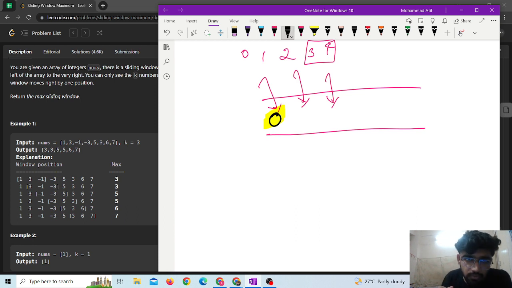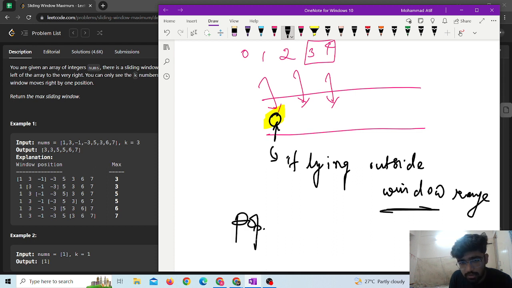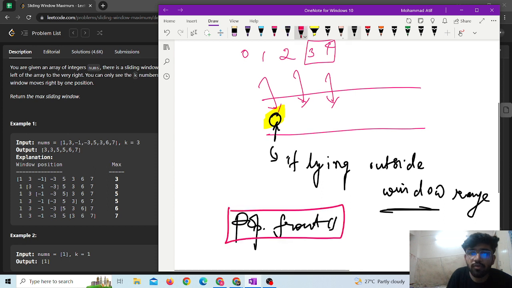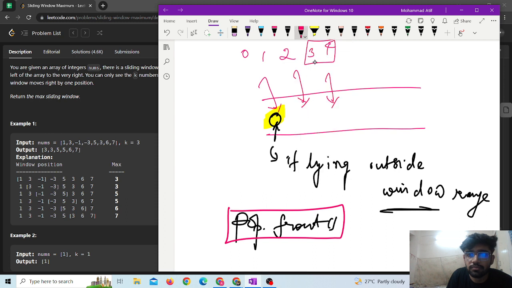Why? We will pop from the front because it has the highest probability to lie outside the current window range. So what will we check? We will check if it is lying outside the window range. If it is lying outside the window range, I will simply pop front the element, right? Simply pop front the element.